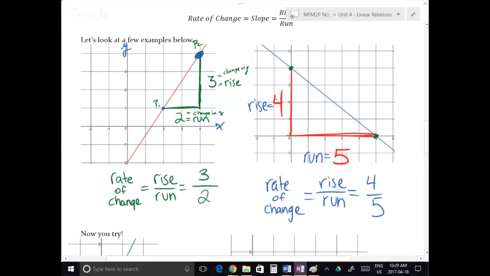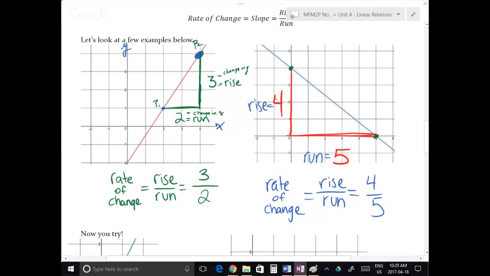Different teachers teach it different ways. I like to think of it this way. Whenever I find the slope of a line looking at a graph, I worry about the numbers first. I look at the rise, then I look at the run, and then I ask myself this question: is this line going up, or is it going down? This is a big takeaway, a key concept, and it's going to come up a ton in this unit.